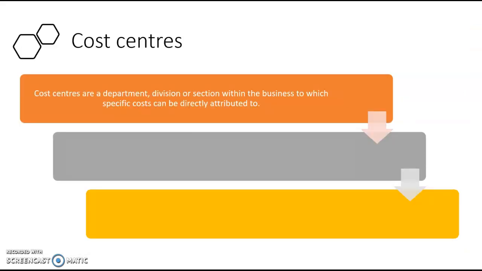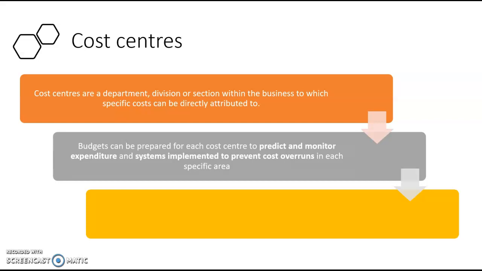One way this can be done is through the use of cost centers. Cost centers are a department, division, or section within the business to which specific costs can be directly attributed. Budgets can be prepared for each cost center, and they can be used to predict, but more importantly, monitor expenditure. And systems can be implemented to prevent cost overruns in each of these specific cost centers.